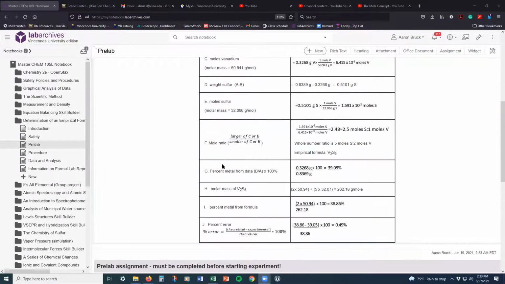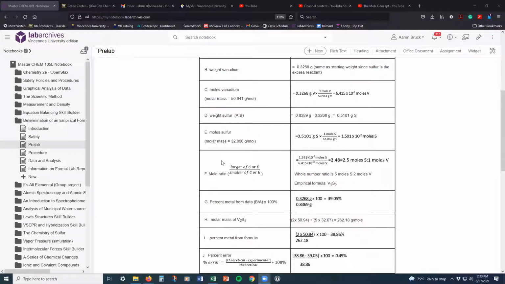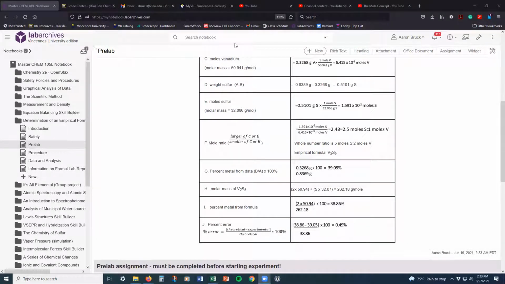So we're going to do the same thing now to the mass of sulfur that we did to the mass of vanadium. Set up a dimensional analysis using the molar mass of the sulfur and cancel that out to get the moles of sulfur. And so now we have moles of vanadium and we have moles of sulfur.